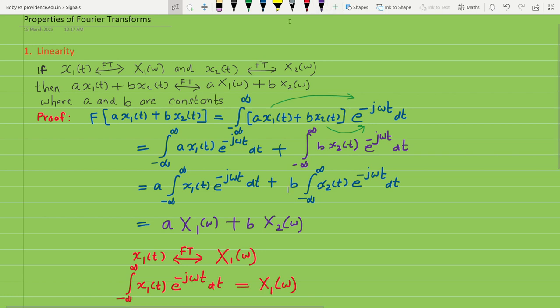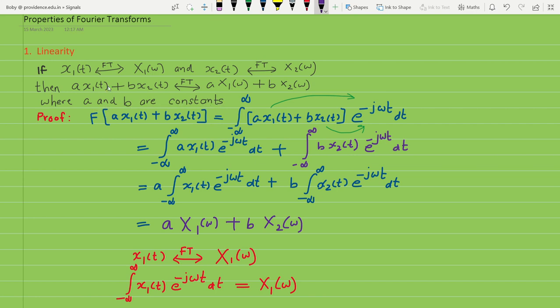The linearity property states that if x1 of t has Fourier transform X1 of omega, and the Fourier transform of x2 of t is X2 of omega, then the Fourier transform of a x1 of t plus b x2 of t is given by a X1 of omega plus b X2 of omega, where a and b are constants.